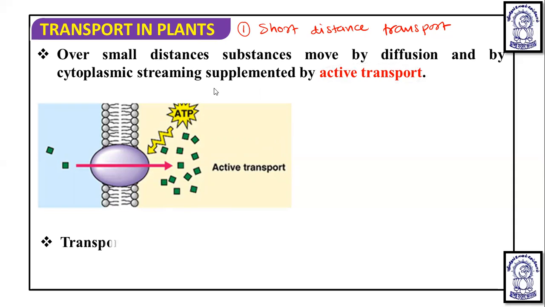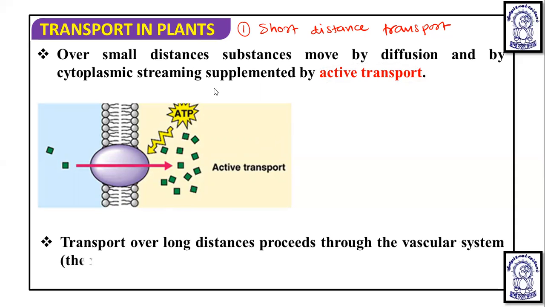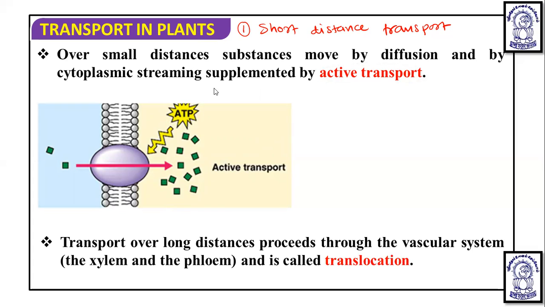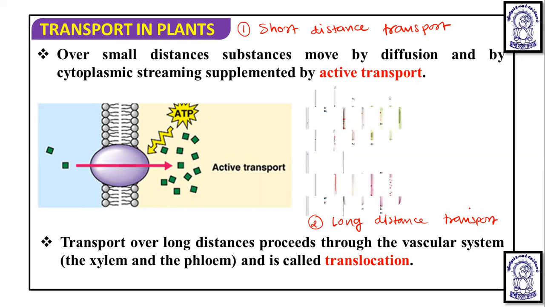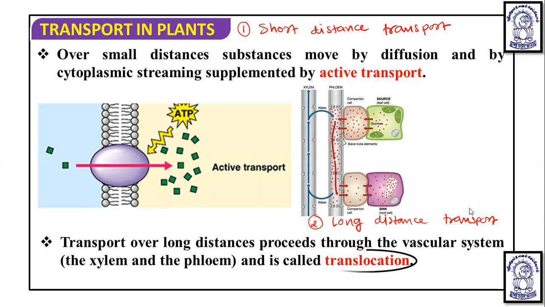vascular tissues like xylem and phloem are not required. Transport over long distance is processed through the vascular tissue, that is xylem and phloem. But over short distance, the xylem and phloem are not required. When the transport over long distance occurs, it is called translocation, and it is obviously long distance transport. So this is the second type, long distance transport. And over a long distance, substances move by bulk flow or mass flow. So translocation is through the xylem and phloem.